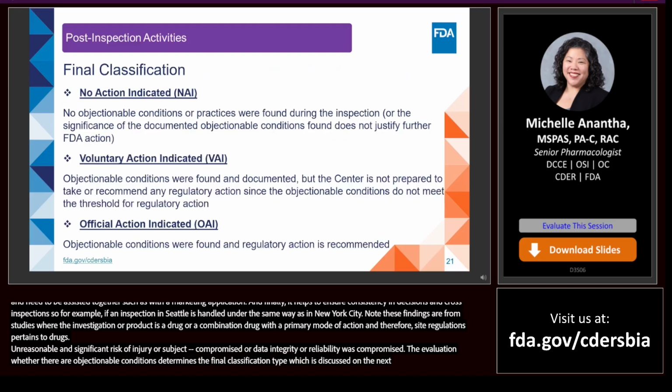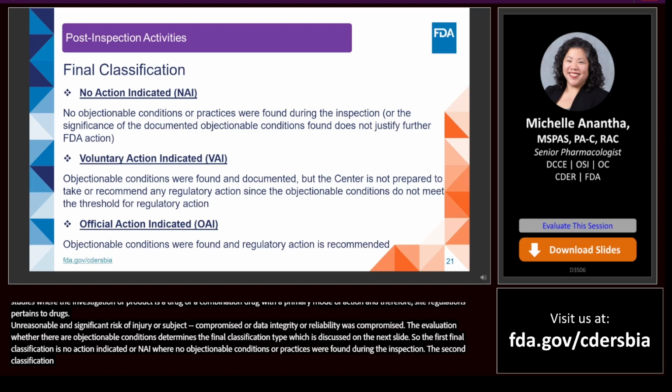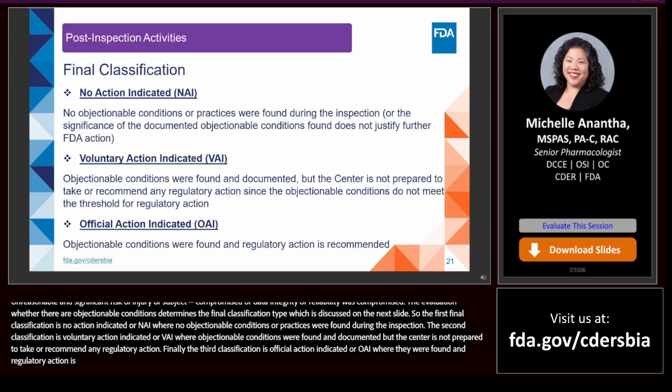So the first final classification is no action indicated, or NAI, where no objectionable conditions or practices were found during the inspection. The second classification is voluntary action indicated, or VAI, where objectionable conditions were found and documented, but the center is not prepared to take or recommend any regulatory action. Finally, the third classification is official action indicated, or OAI, where objectionable conditions were found and regulatory action is recommended. This is serious noncompliance requiring regulatory action.